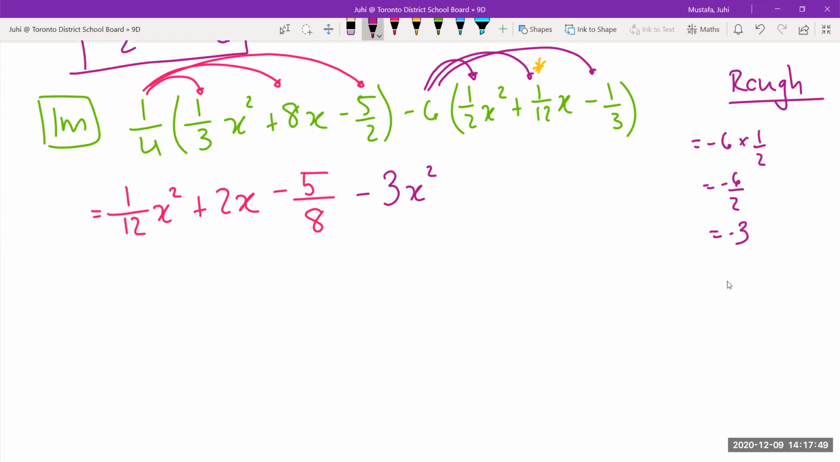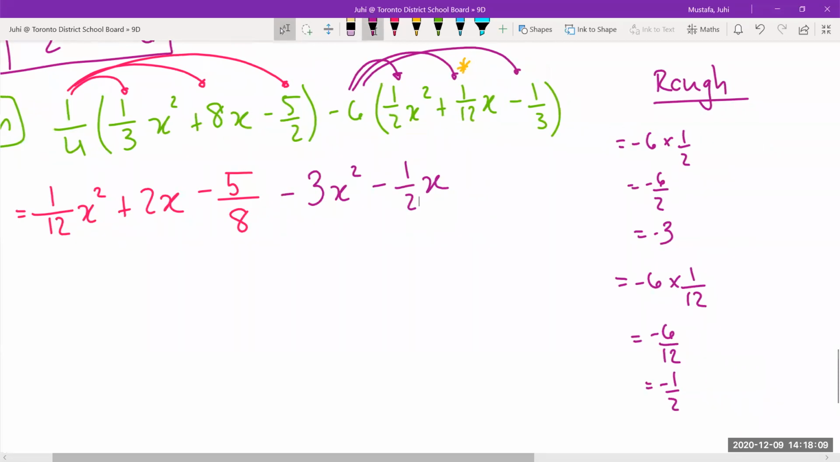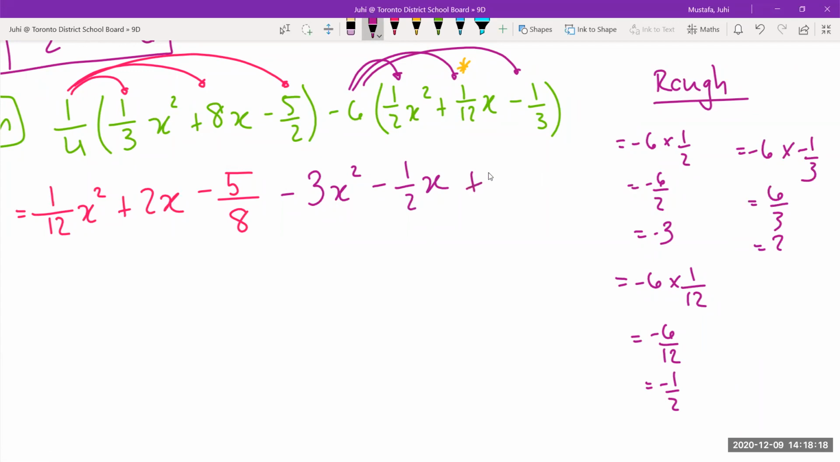Then we're going to multiply negative 6 times 1 over 12. So negative 6 times 1 over 12 is going to be negative 6 over 12, which is going to reduce to negative 1 over 2. So this will become negative 1 over 2x. And then finally, let me move the sheet over a little bit. And then finally, we have negative 6 times negative 1 over 3, which is going to be 6 over 3, which is 2. So that will reduce to give me positive 2.